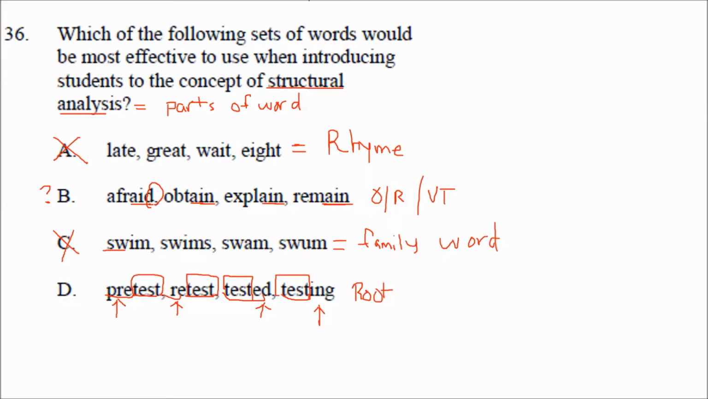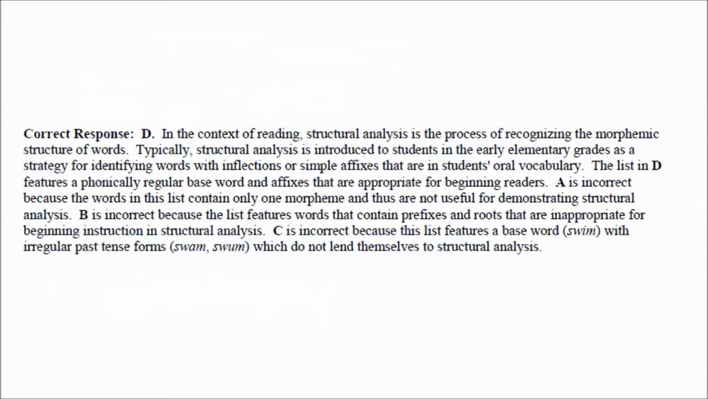So let's go back to the question. Which of this introduced students to the concept of structural analysis? So getting meaning, pulling out meaning from parts of the word. So definitely D is ours. It is not B because B is dealing with just figuring out how to pronounce that, right? B is just phonics. And this is too low of a level. Rhyme is phonological awareness. That's way too low a level. And actually, family words are too high of a level. So D, in this context of reading, structural analysis is the process of recognizing the morphemic structure of words.